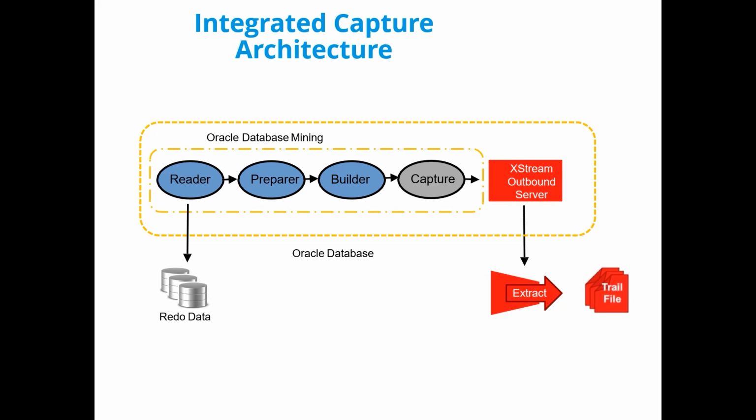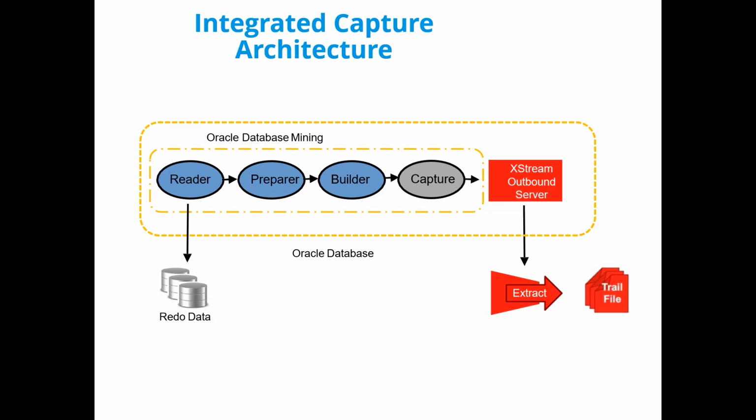First is the reader. Reader reads the data. Preparer prepares the data. Builder builds the data. And then the capture process captures it and sends it over to the extract process, which then writes to the trail file. So internally, there are four processes consumed by one integrated extract. Say you have defined the number of processes as 1,000 at the database level, and all 1,000 are available. Once your integrated extract connects to the database and runs, the number of processes decreases by 4. So basically, it will be 996 processes after that.